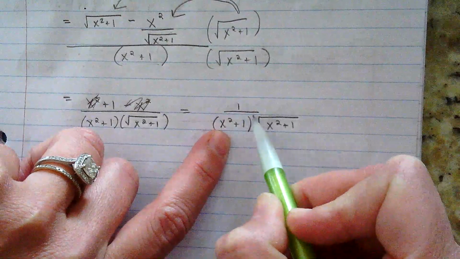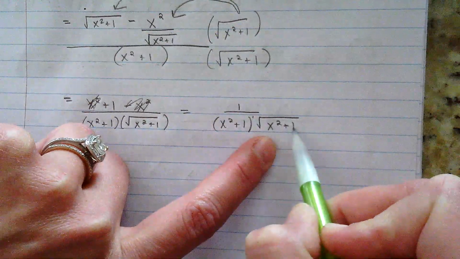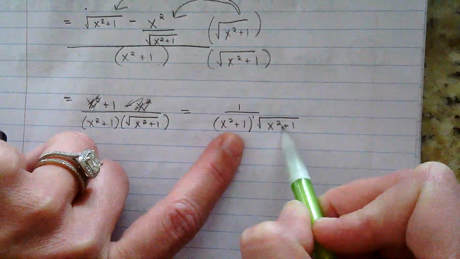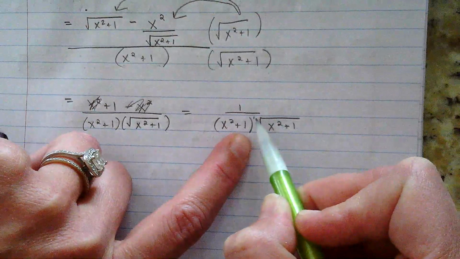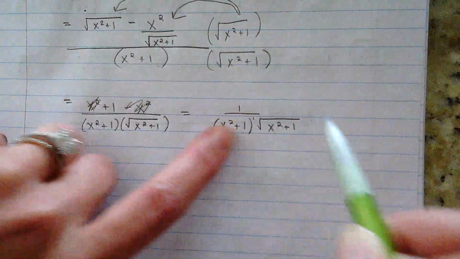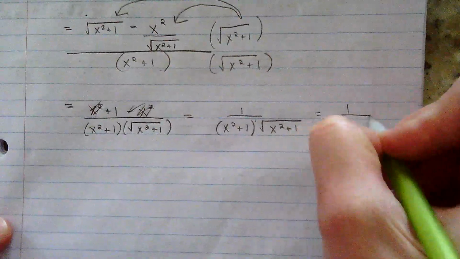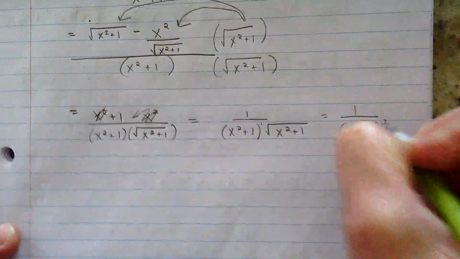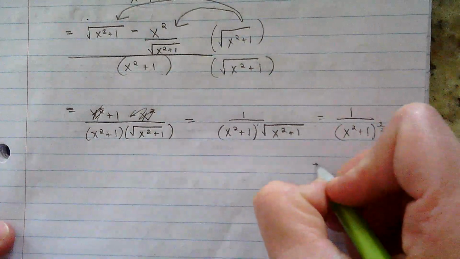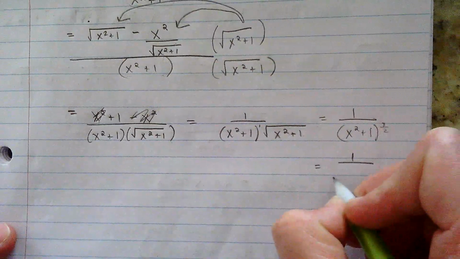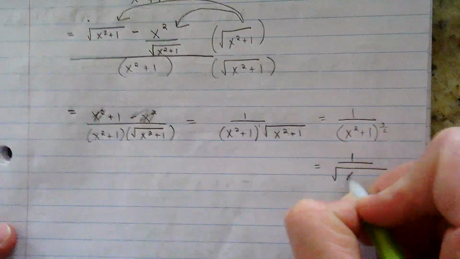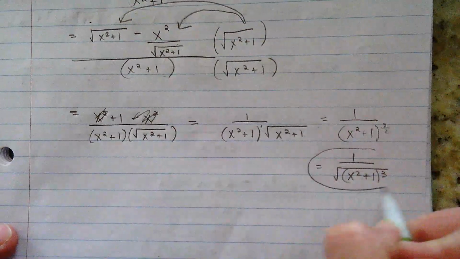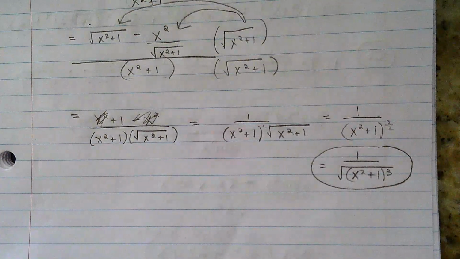technically x squared plus 1 to the first power. This is technically x squared plus 1 to the 1/2 power. So if you have common bases and you're multiplying, you would add the exponents of 1 plus a half, which would be 3/2. So it would be 1 over x squared plus 1 to the 3/2 power, which is the same thing as 1 over the square root of x squared plus 1 cubed. And that, I believe, is the answer in the back of the book.